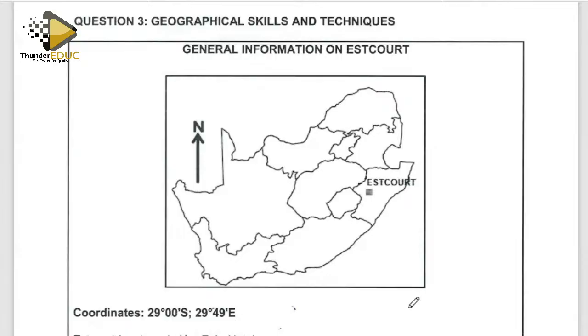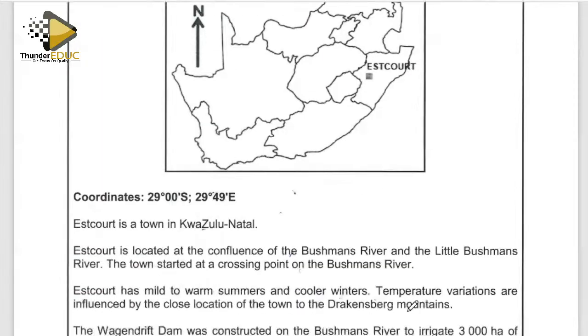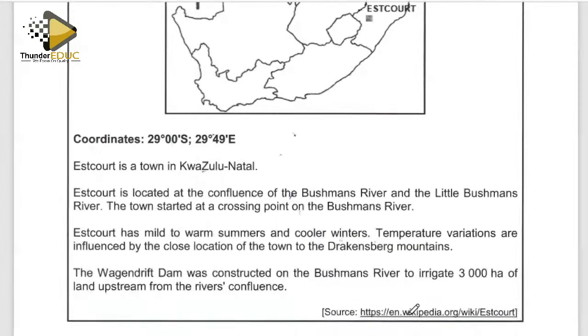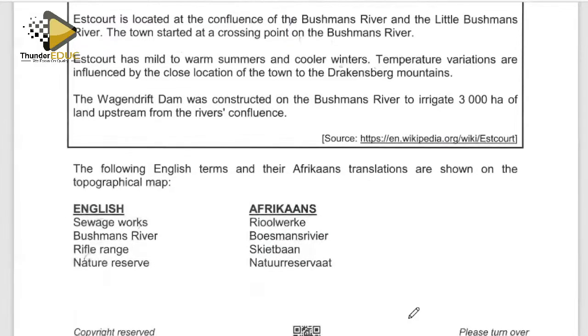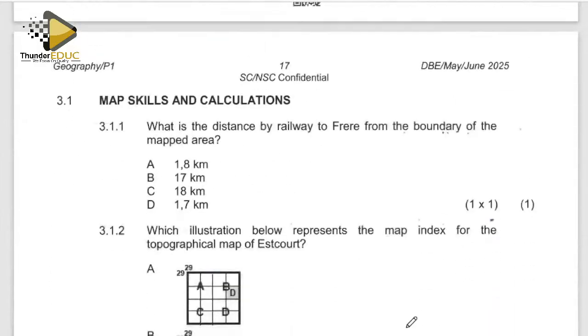Right, that is the general information on Estcourt, which is a town in KwaZulu-Natal with those coordinates 29 00 south and 29 49 to the east. Right, that is longitude. The first question is saying, what is the distance by railway to Frere from the boundary of the mapped area? What you just do there is measure the map distance in centimeters.